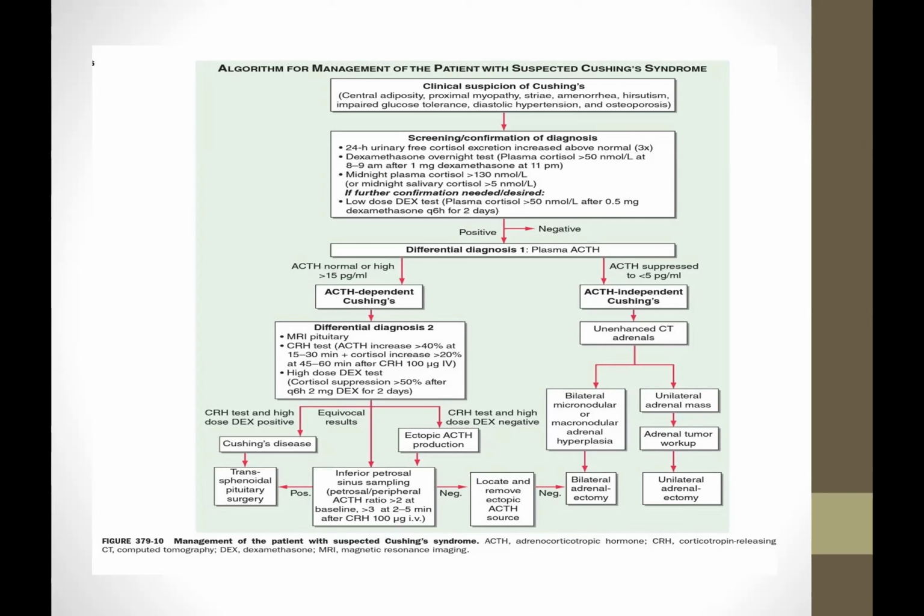Look at the ACTH. If it is more than 15, it is ACTH dependent. If it is less than 5, it is ACTH independent. If it is ACTH independent, it could be an adenoma or a carcinoma. Do adrenal imaging, CT scan of the adrenal, not the renal, and you find a benign nodular disease or a malignant disease, and work it up and then treat it.